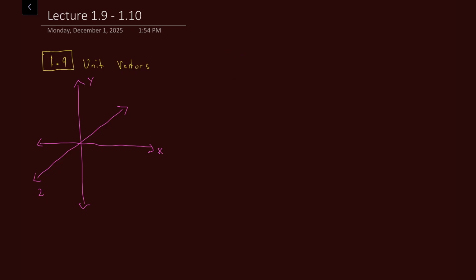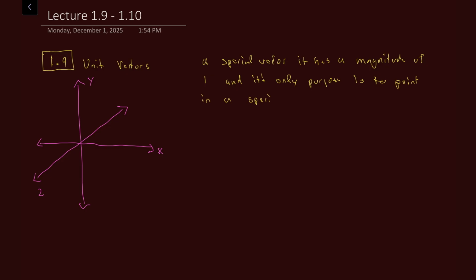Okay, unit vector. A unit vector is going to be a special vector. It's still a vector and it's pretty ordinary, but it's special because it has a magnitude of 1 and its only purpose is to point in a specific direction. Again, that's all a unit vector is. A special vector with the magnitude of 1 that just points in a specific direction.